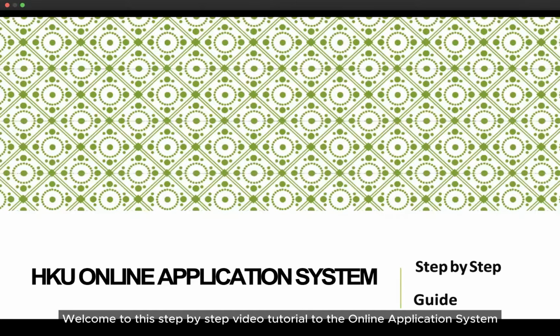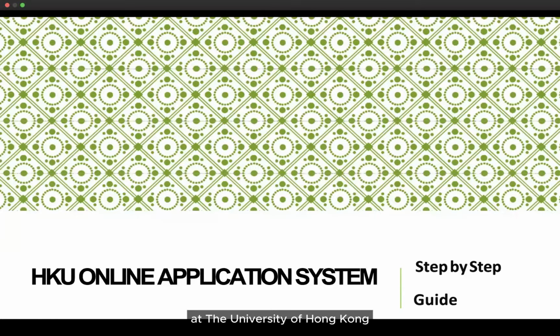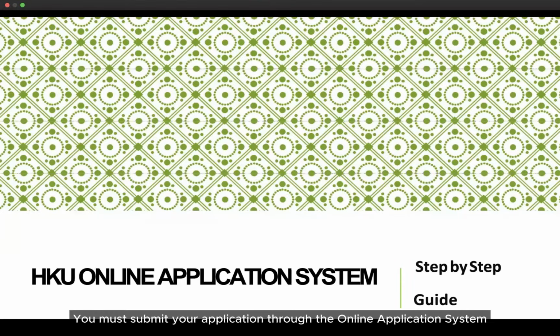Welcome to the step-by-step video tutorial to the online application system at the University of Hong Kong. If you're applying to HKU's undergraduate degree program holding an international qualification, you must submit your application through the online application system. In this video, we'll go through each stage of the application process to address some common questions when applying for HKU. First, you can find the link to the system on our admissions website.